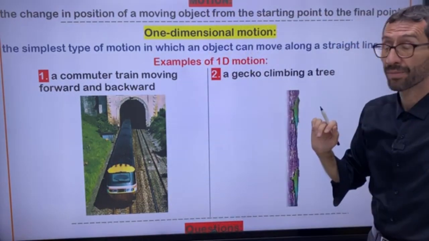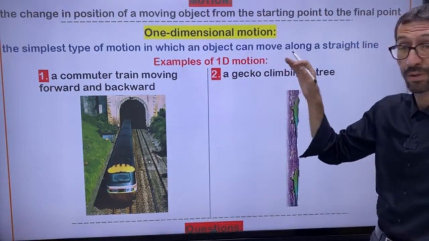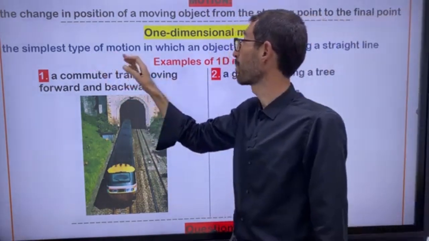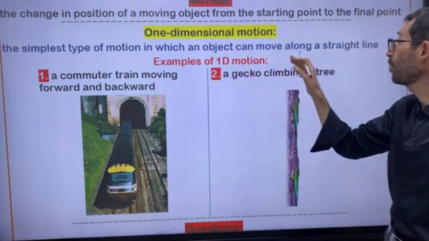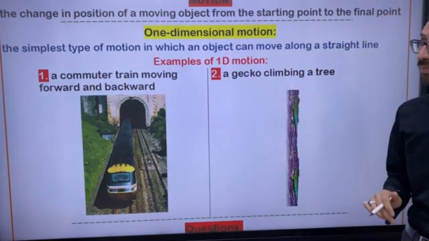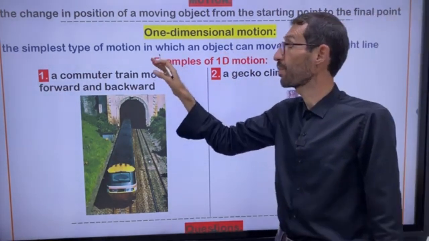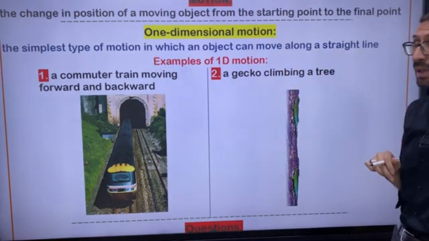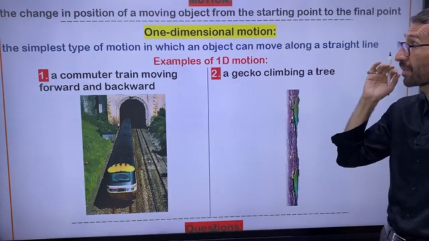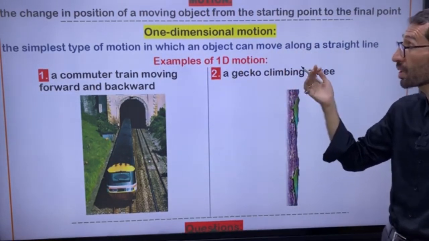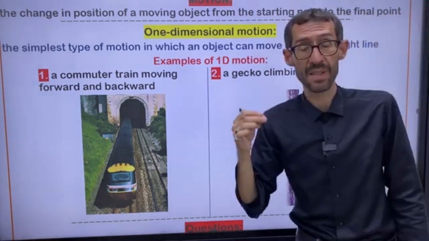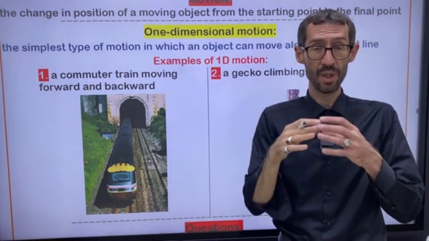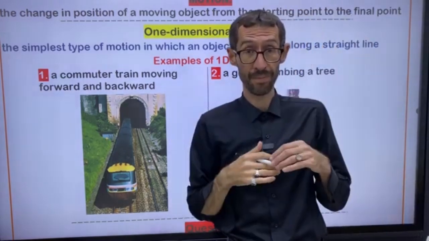One-dimensional motion, I'm going to explain one-dimensional motion for you. The simplest type of motion in which an object can move along a straight line. So this is the simplest type of motion. One-dimensional motion means the object only moves in a straight line, right?